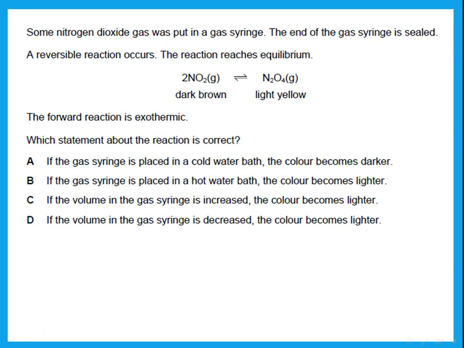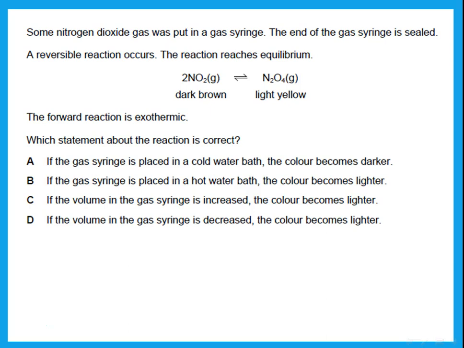If the forward reaction is exothermic, then if I put it in cold water, will it go forward or backward? We said if the forward reaction is exothermic, that means in order to go forward, I need to cool it. So actually, when I put this reaction in cold water, it will tend to go forward or shift to the right. That means it will make more N2O4. And that means the color should become what? The color should become lighter, not darker.